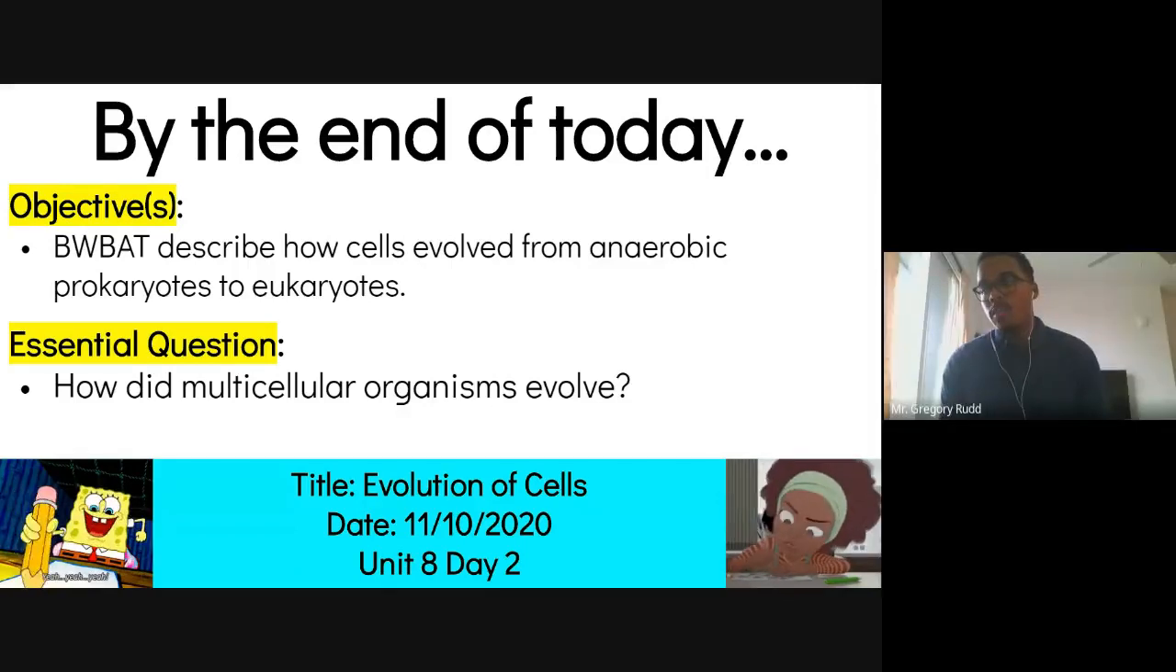So at this point, you should be getting your notes out and taking down the title of the lesson, Evolution of Cells. You should also write down today's date, November 10th, 2020, as well as the fact that today is Unit 8, Day 2. By the end of today, you will be able to describe how cells evolved from anaerobic prokaryotes to eukaryotes. And the essential question, how did multicellular organisms evolve?